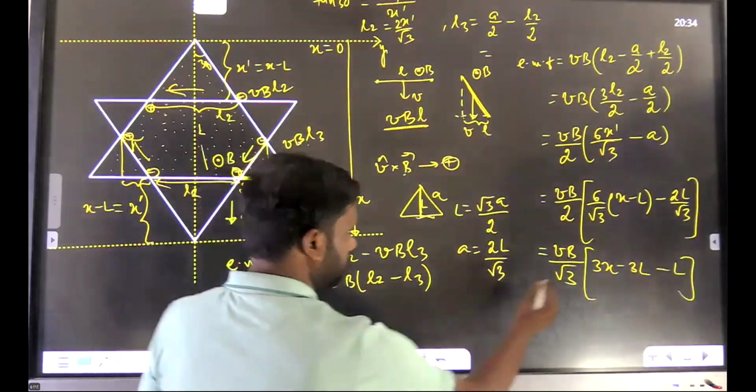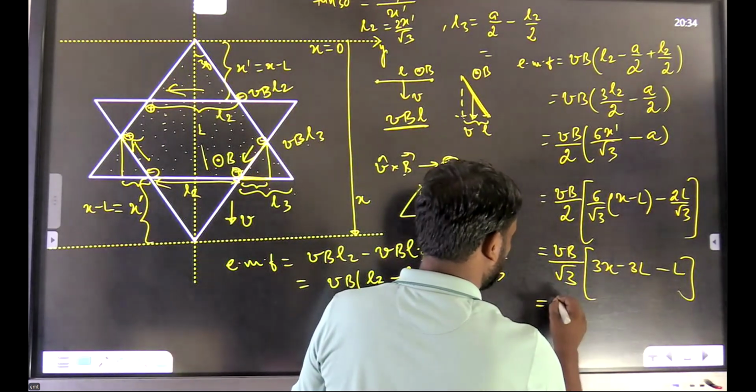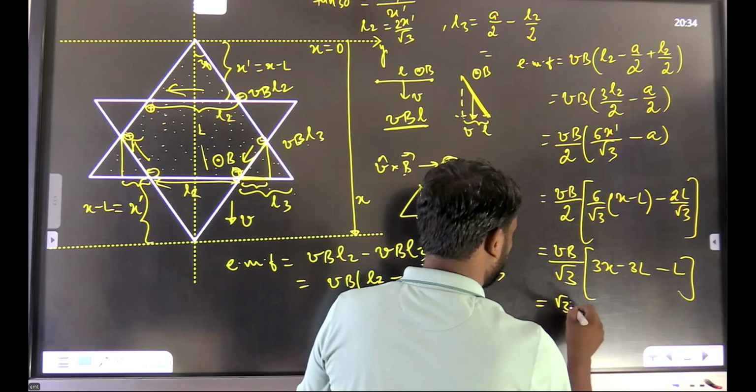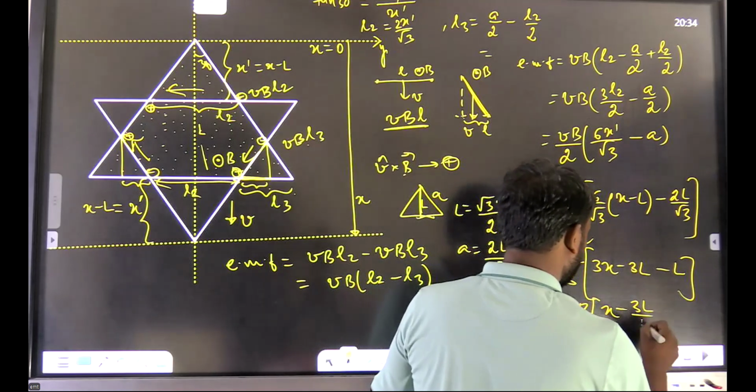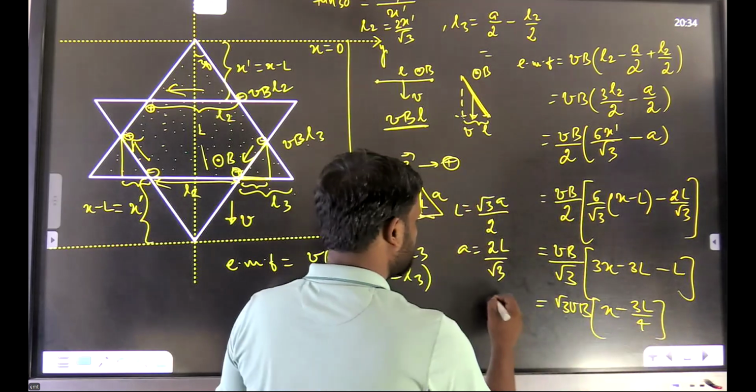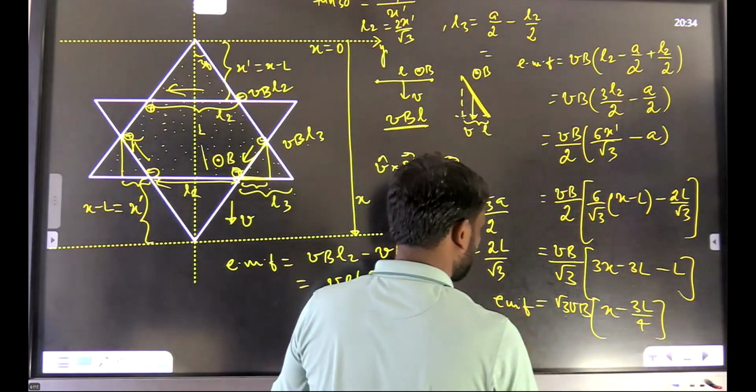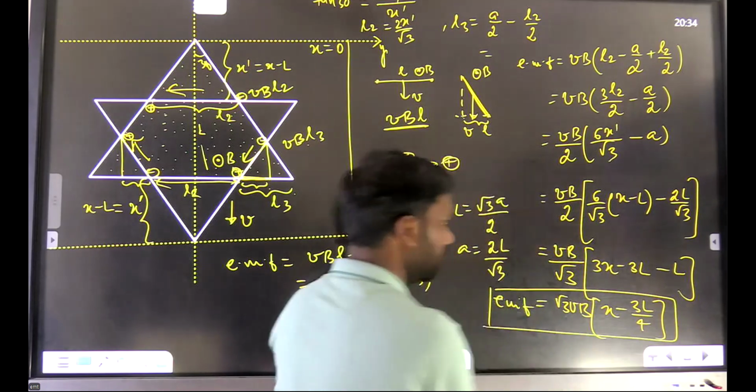Now we can take 3 also outside here. So we get root 3 VB, and here x minus 3L by 4. That is what we get, so that is the EMF. Okay, so this EMF has been found.